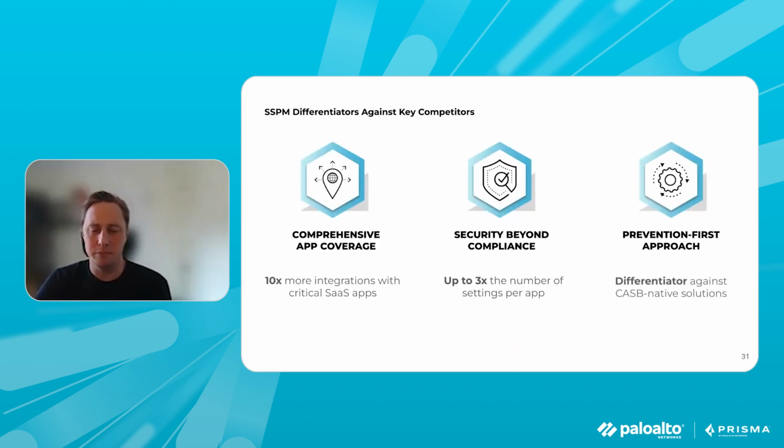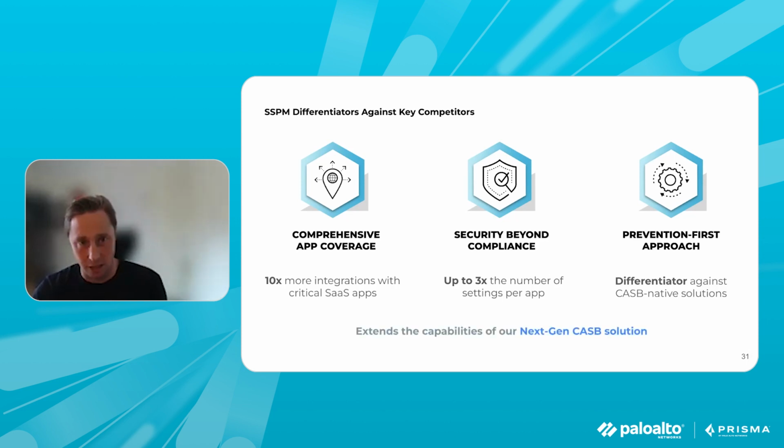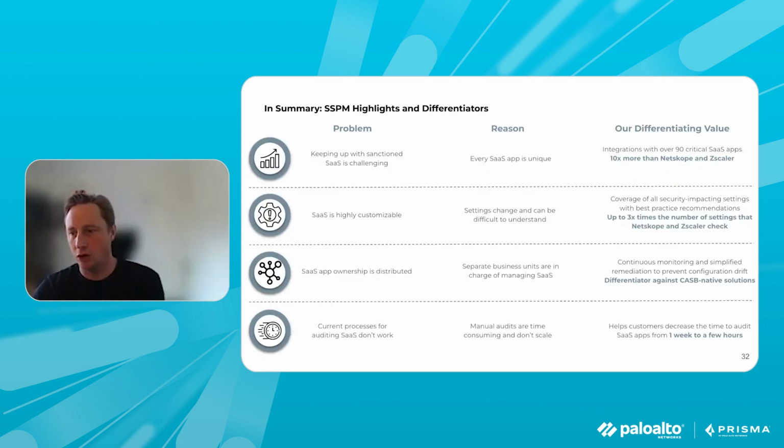We've got 10 times more SaaS applications covered. I think we're over 90 now, and we've got many more settings per application, and this is a huge differentiator for us, and it is bundled in our next gen CASB piece that we talked about just now. So it's another large conversation, and the SSPM is growing as a security function within the marketplace at the moment. Don't have time to cover this piece. I'm happy to come back and talk to everybody about it at a later date.